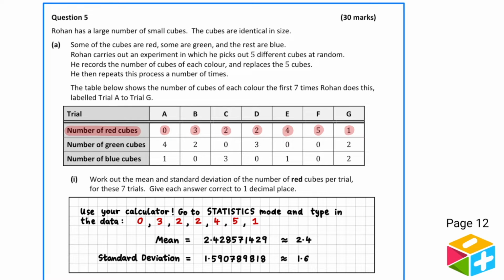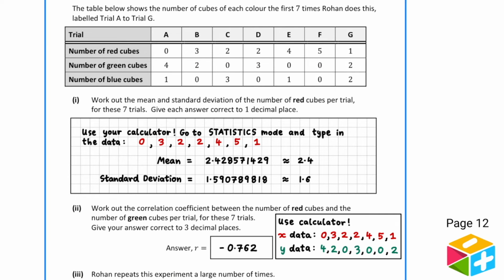Rounded to 1 decimal place, the mean will come out as 2.4 and the standard deviation will come out as 1.6. If you want more details on how to do this calculator work, check out the video linked in the description.